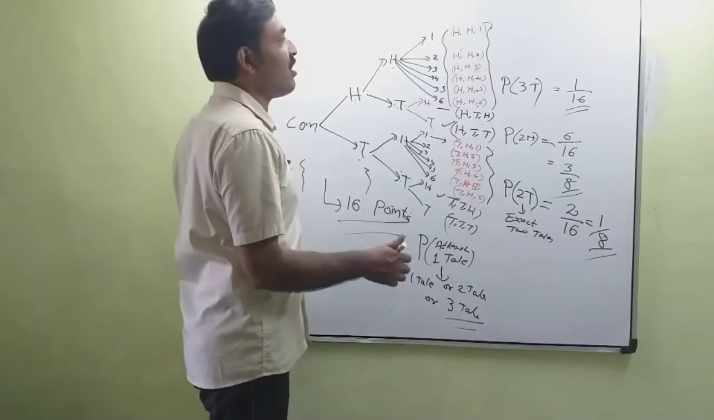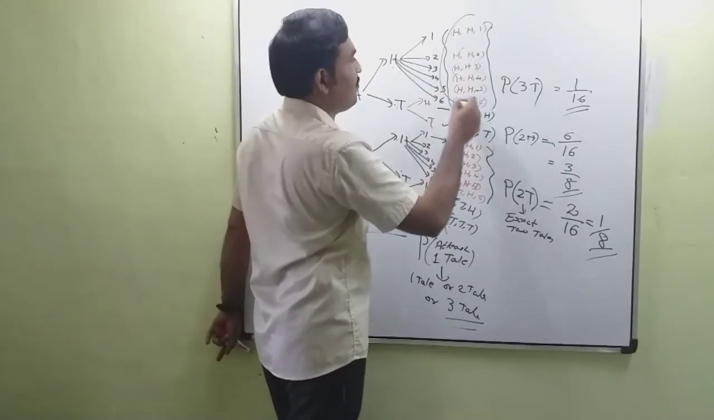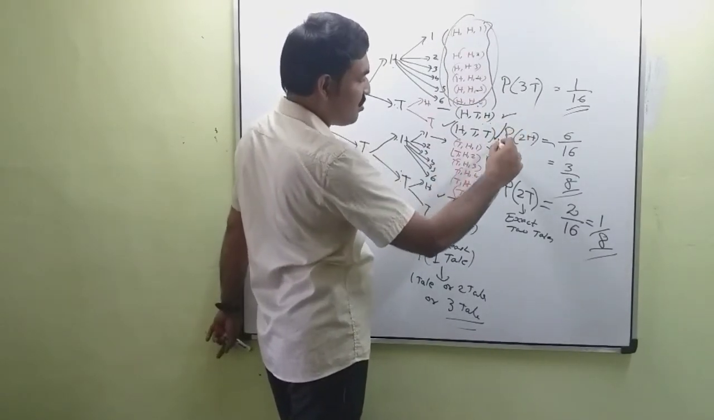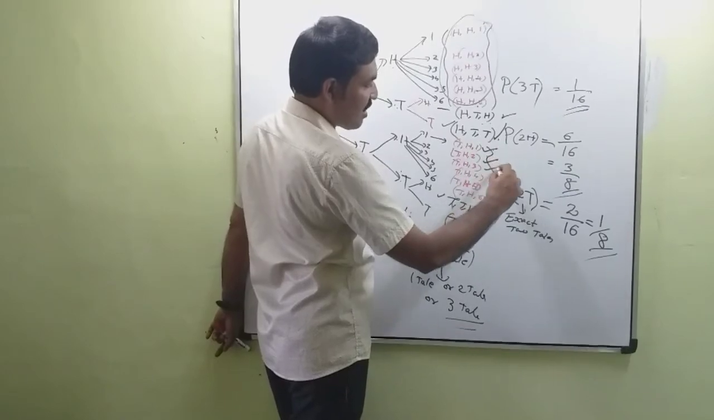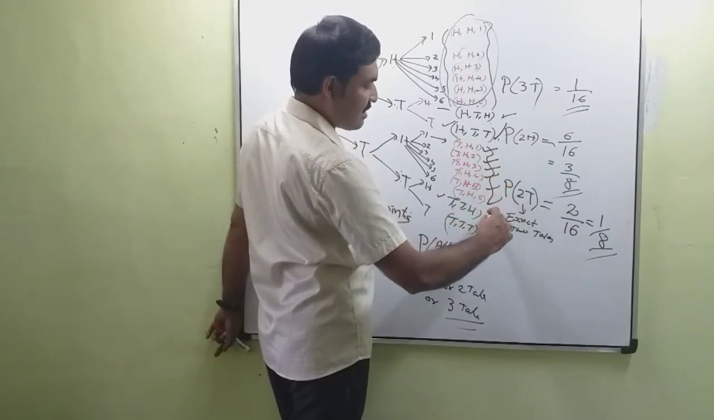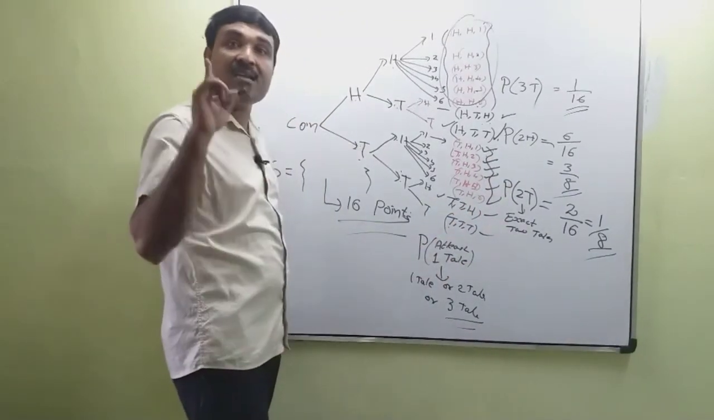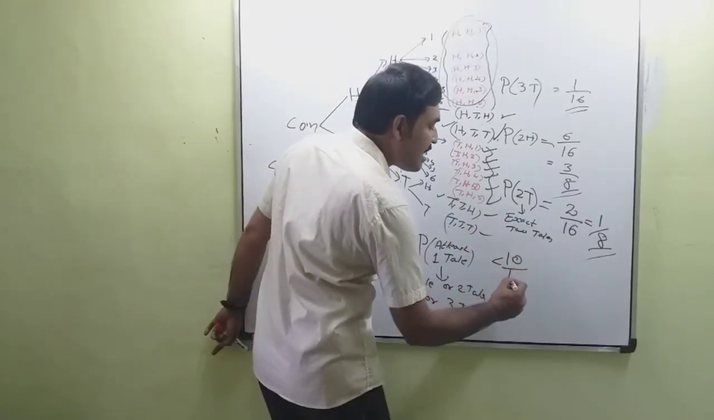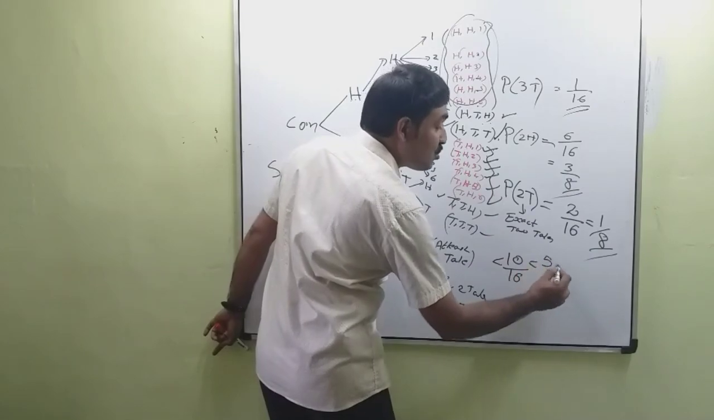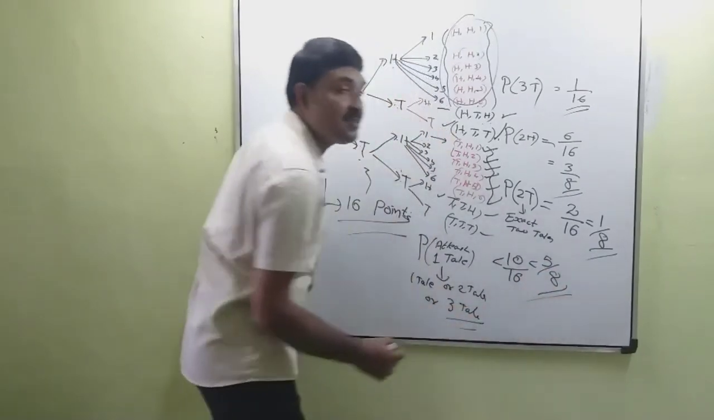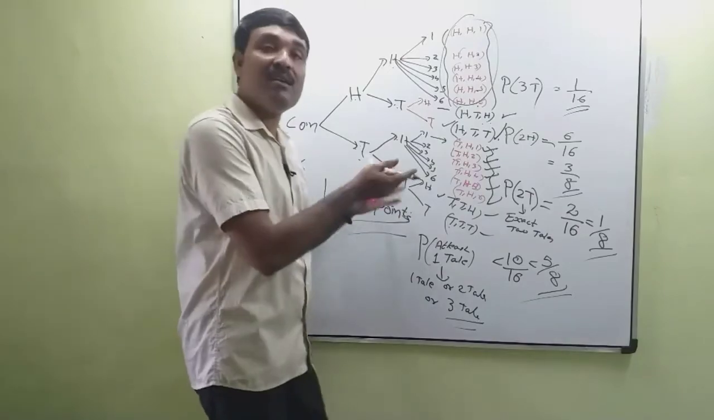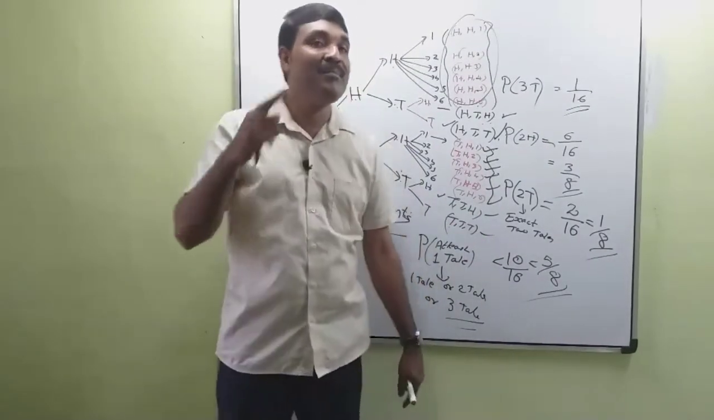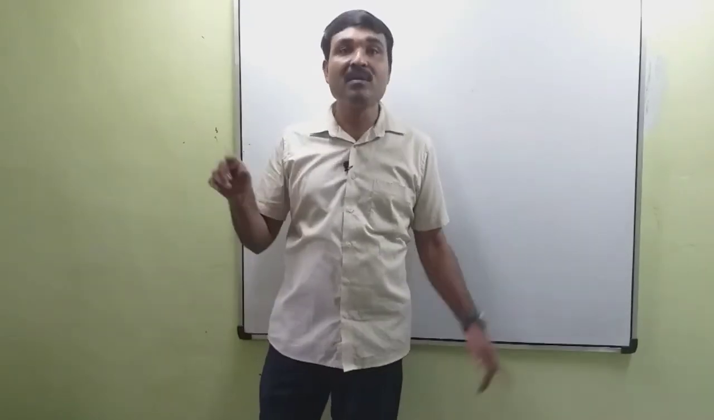So look at the favorable outcomes. Here there is no T. Here there is 1T, so 1. Here 2T, this is favorable. 1, 2, this is favorable. 3, 4, 5, 6, 7, 8, 9, 10. So 10 favorable outcomes. That means 10 divided by 16, which is equal to 5 by 8. In this manner we can do more problems in this section.